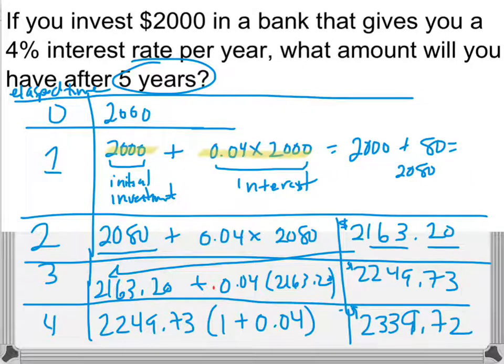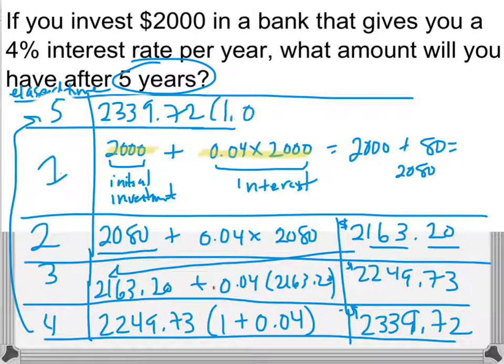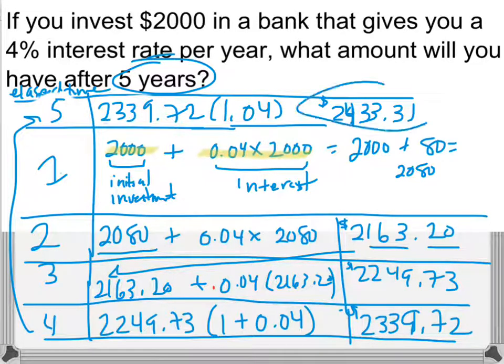Okay? And so I would continue to do this one more time for year 5. So let me put year 5 up here. I'm trying to loop back up here so I have space. I take the 2,339.72 and multiply it by 1.04, and I would arrive at 2,433.31. So that answers the question that I have. What would happen after 5 years? Okay. So in order to figure out this problem, I had to go through this table.